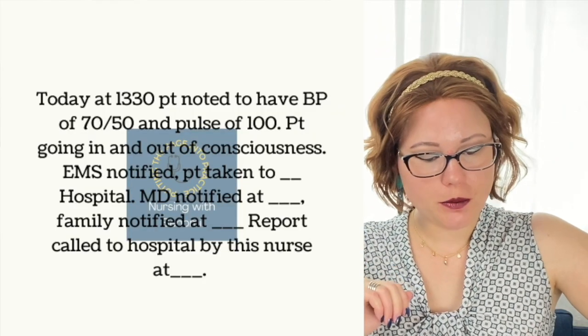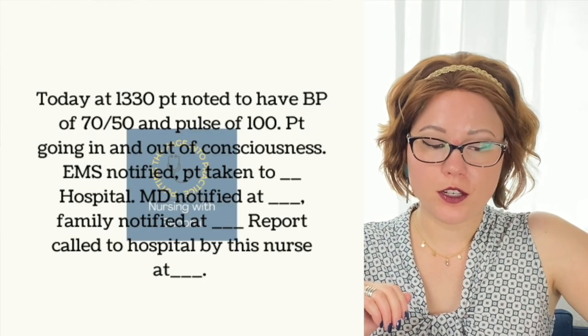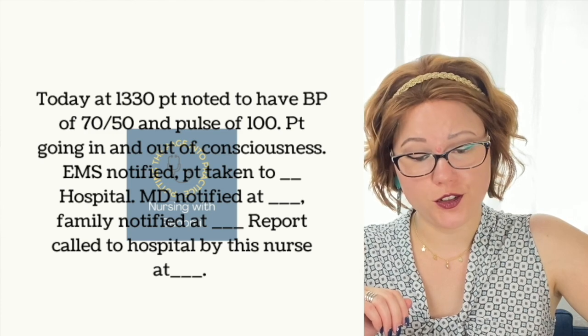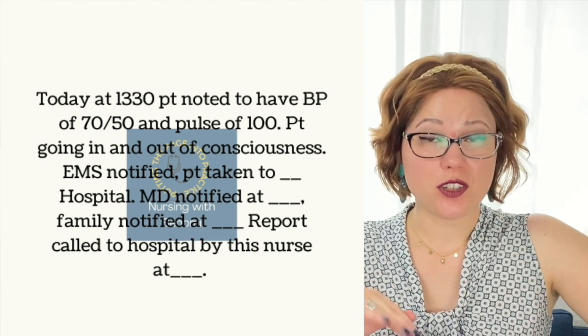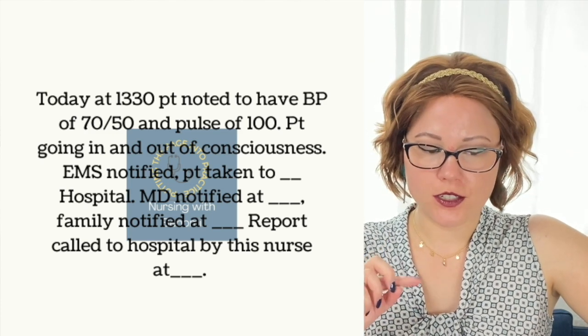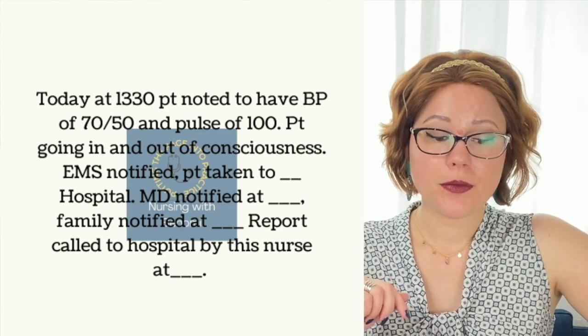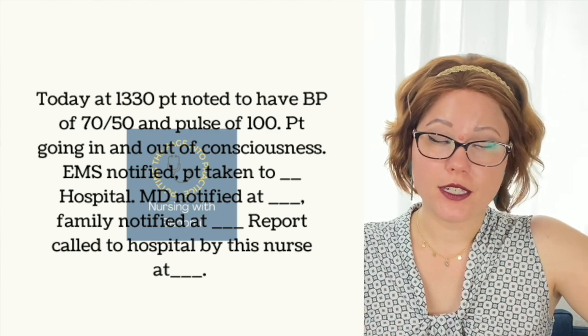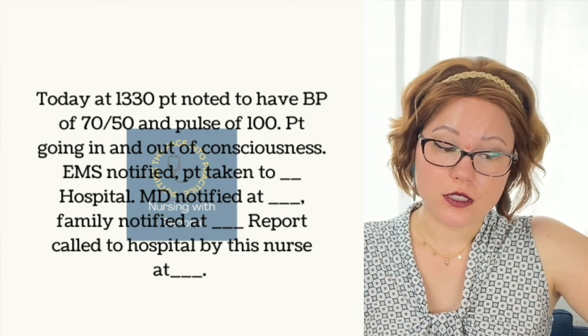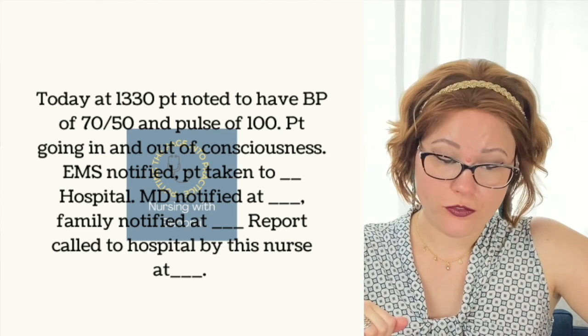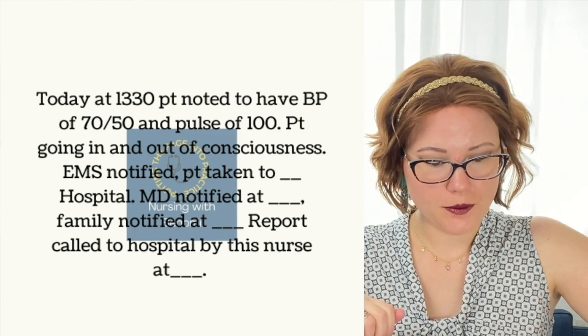Change the condition of a patient that resulted in sending them out to the hospital. Today at 13:30, patient was noted to have a BP of 70/50 and pulse of 100. Patient going in and out of consciousness. EMS notified. Patient taken to University Hospital. MD notified at 1400. Family notified at 14:15. Report called to hospital by this nurse at 13:50. Okay. You always need to call and give report to the ER nurse.